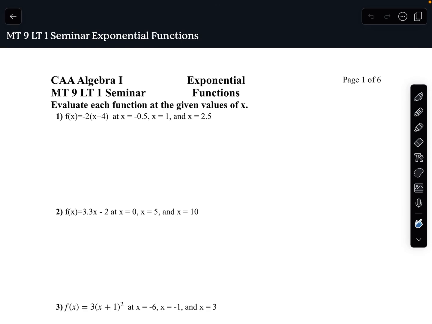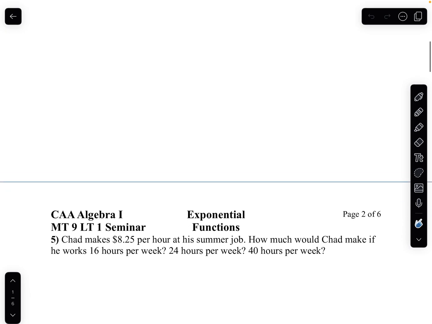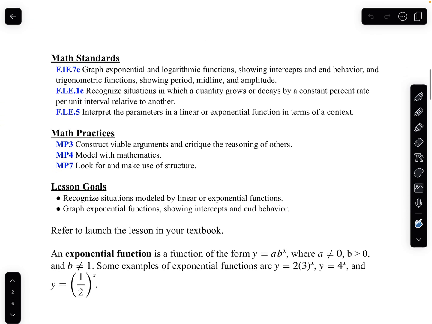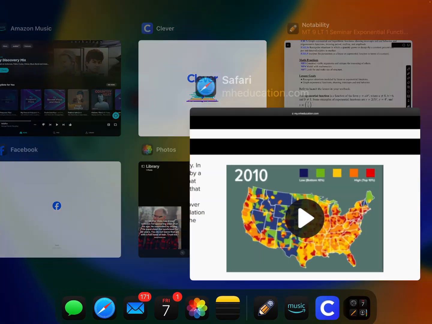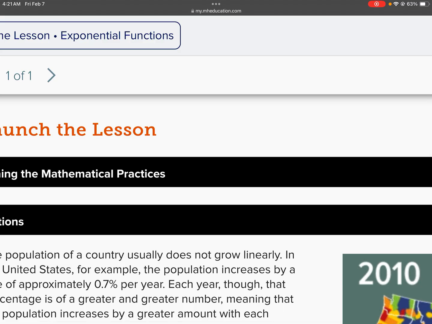MT9 LT1 seminar on exponential functions. As usual, do the first 5 questions to awaken your knowledge, and we'll go over those in class. We're going to look at what an exponential function is and what it means. First, let's take a look.